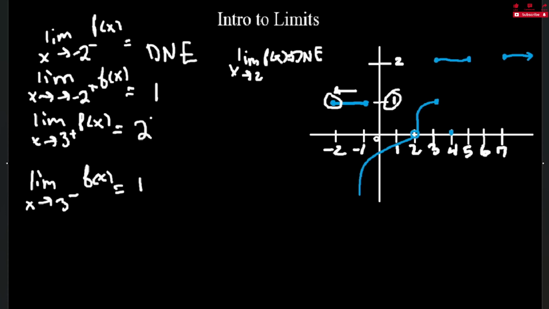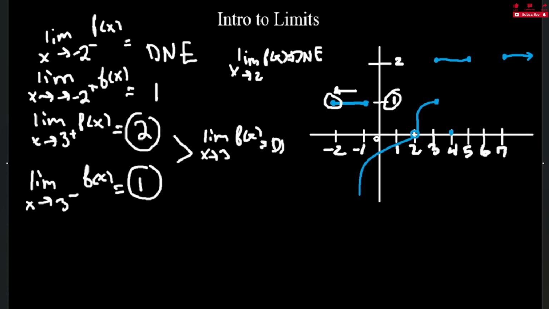So they approach 2 different values. Even though they both approach a value, they do not equal each other. So in general, the limit as x approaches 3 does not exist because they don't approach the same value.